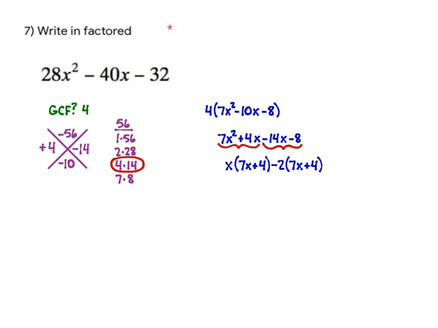And so our factors are, one of them comes from the outside, x minus 2, and the other one comes from the inside of the parentheses, as long as they match, of 7x plus 4.